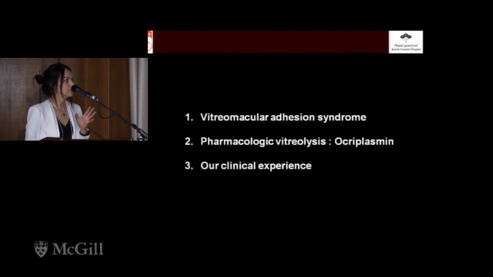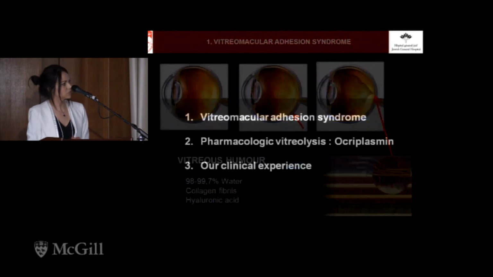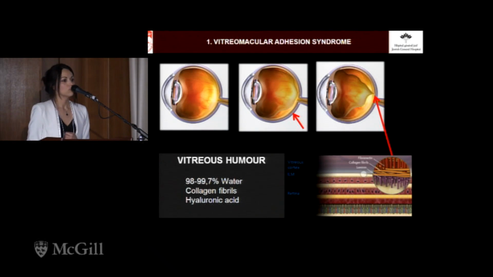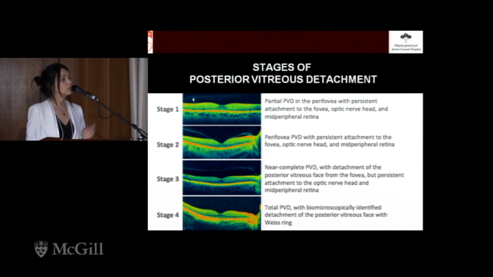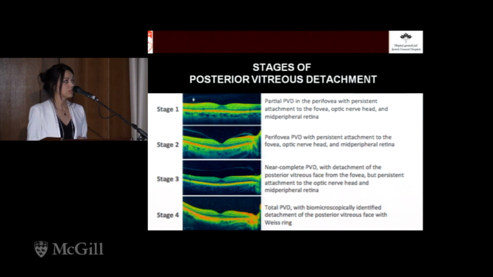First of all, just to review the concept of vitreomacular adhesion syndrome, and then our experience with ocriplasmin, which is a new medication. As a reminder, the vitreous is a gel-like structure that is attached to the retina. With time, it can change, liquefy, and separate from the retina, creating a posterior vitreous detachment. We can document that pretty nicely with the OCT.